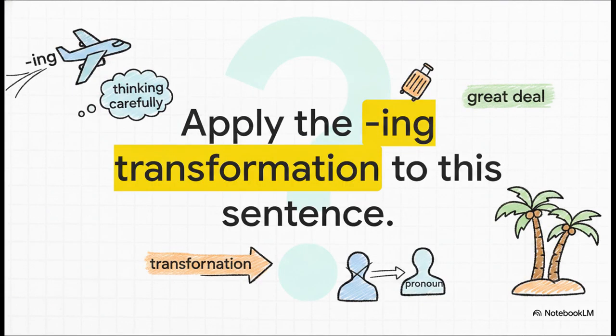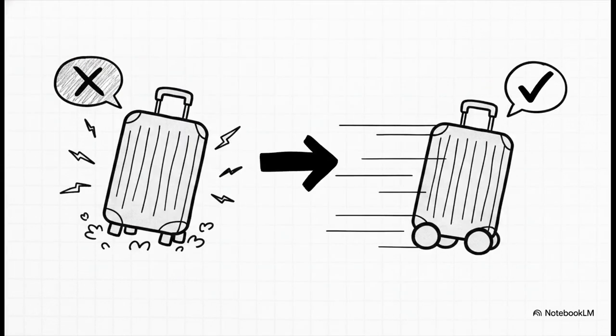Try this, using the ing transformation. Anyone who thinks they need a holiday should book this great deal. Remember our 3rd rule here. You need to drop the pronoun and then figure out how to tweak the verb thinks. Let's see how you did. The correct reduction is, anyone thinking they need a holiday should book this great deal. You successfully transformed the clunky who thinks into the smooth, single word thinking. Honestly, beautifully done. That is exactly what mastery looks like.